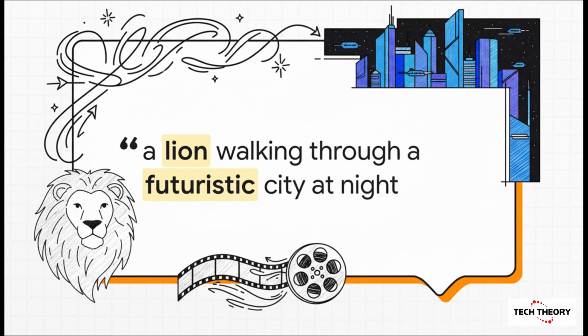Just think about this for a second. A lion walking through a futuristic city at night. A few years back, making this happen would have meant getting a whole team of animators, sinking weeks of work into it, and, let's be honest, a massive budget. Now, an AI can spit out a video clip of that exact scene in just a few seconds. That's the kind of power we're talking about here, literally turning our words into moving pictures.